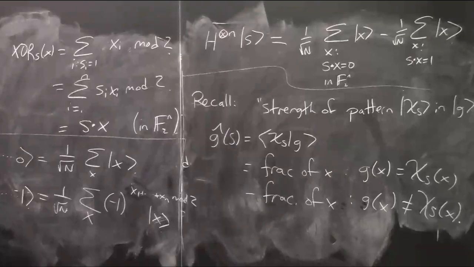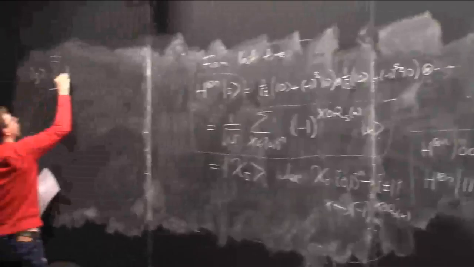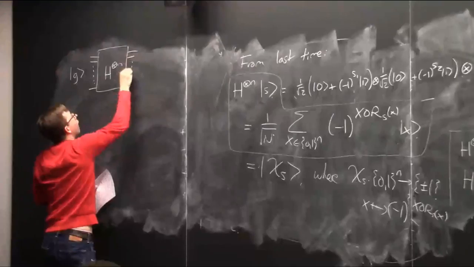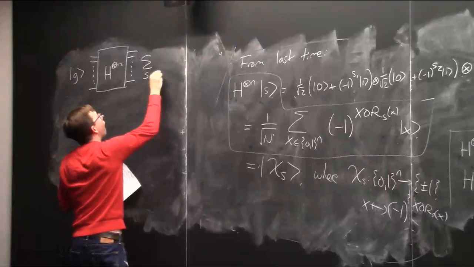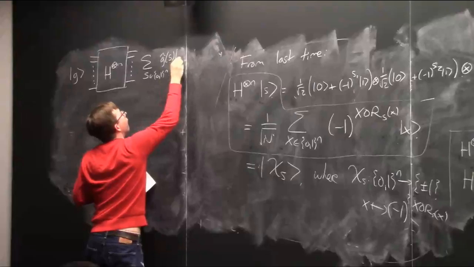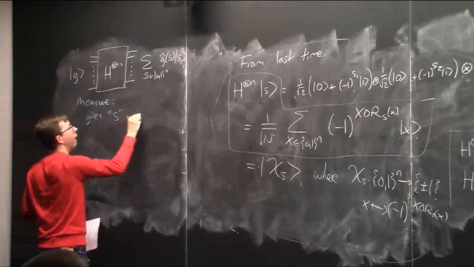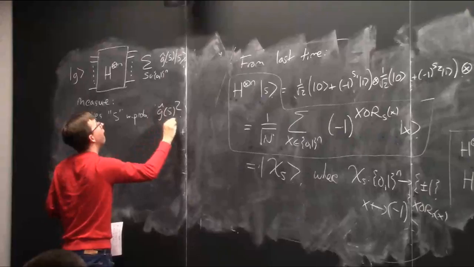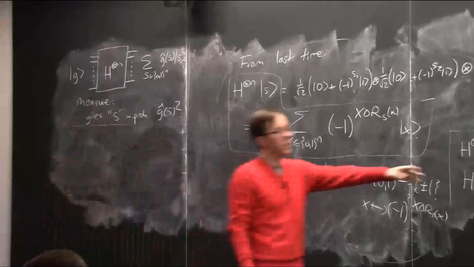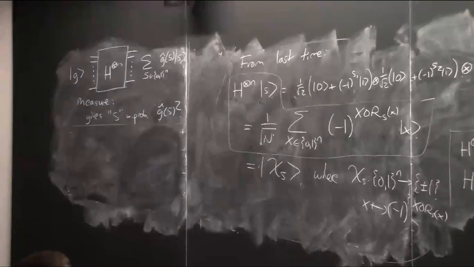So in particular, just to summarize everything one more time, recall that if you manage to cook up some vector G, you pass it through Hadamard on each gate, then what comes out is this state, G hat S, S. And then if you measure, it gives the classical string S with probability G hat S squared. And that G hat is given by this formula, assuming G's range is plus or minus.